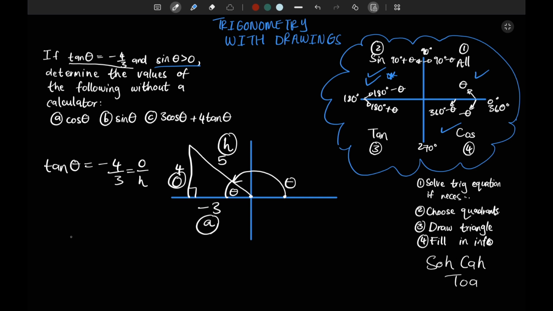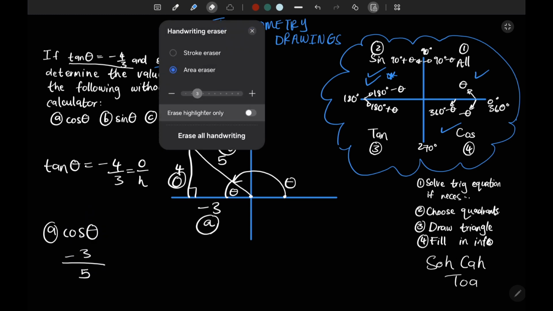Now it's time to solve. A, we have cos theta. Cos is equal to adjacent over hypotenuse. What is the adjacent side? The adjacent side is negative 3. And the hypotenuse is 5. So A, cos theta is equal to negative 3 over 5. Now let's try B.